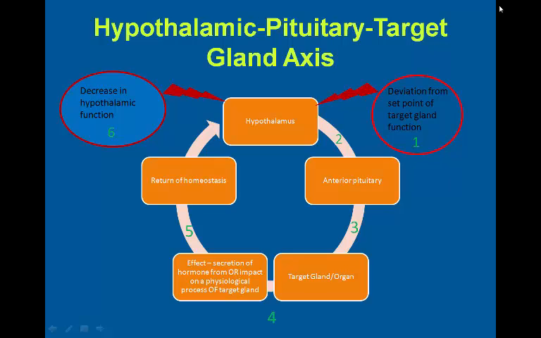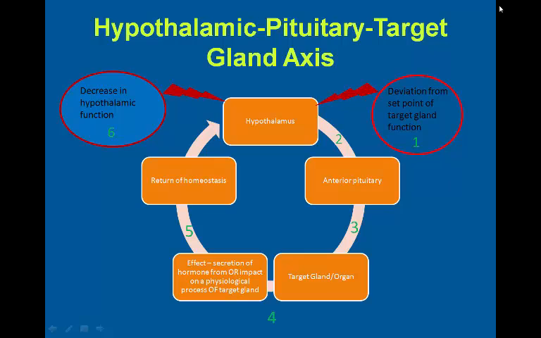This signals the hypothalamus, which sends a hormone labeled as number 2 in the picture. The hormone goes from the hypothalamus to the anterior pituitary. This is called a releasing hormone. The releasing hormone is actually what tells the pituitary what to do. The releasing hormone will signal the anterior pituitary to release a hormone of its own, which is represented by the number 3. That hormone travels through the blood to the target gland or organ.